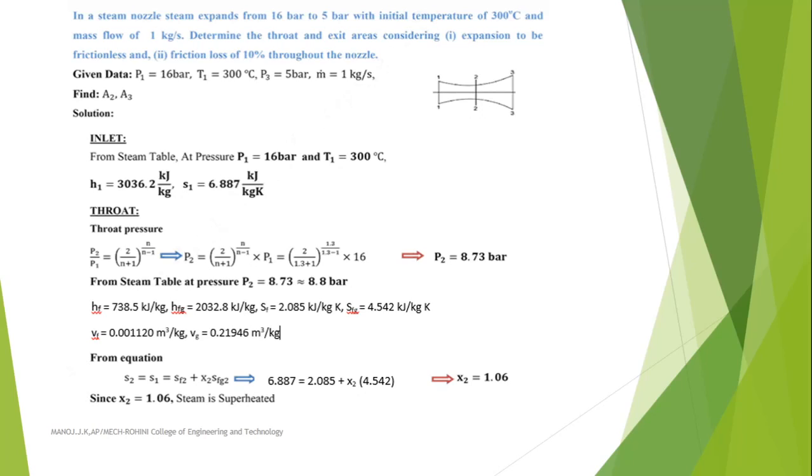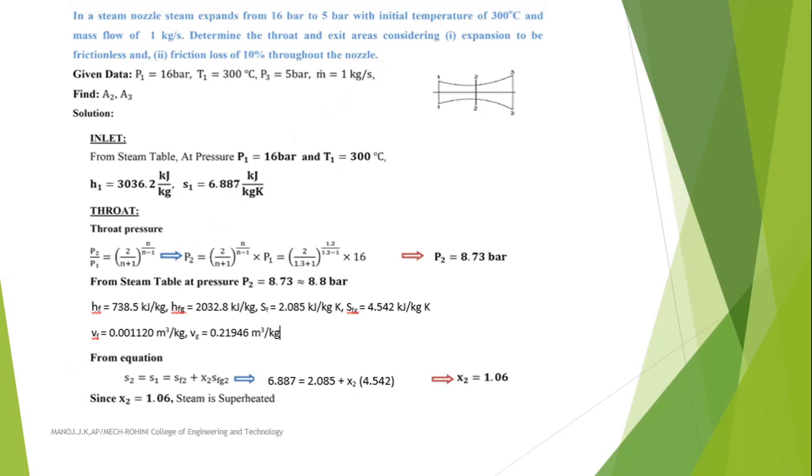In a steam nozzle, steam expands from 16 bar to 5 bar with initial temperature of 300 degrees C and mass flow of 1 kilogram per second. Determine the throat and exit areas considering case 1, expansion to be frictionless, and case 2, friction loss of 10% throughout the nozzle. So by reading the problem, you have to understand what is to find and what all the data has given.